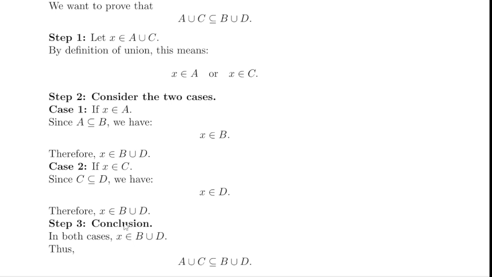So in either case, we have that X is an element of B union D. Therefore, A union C is a subset of B union D. And that completes the proof.